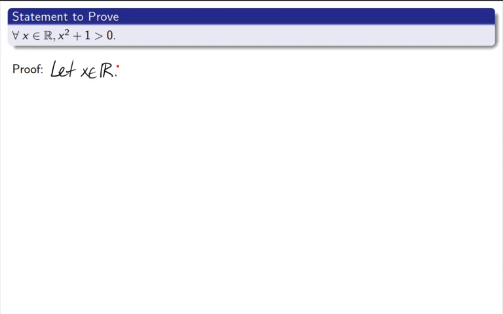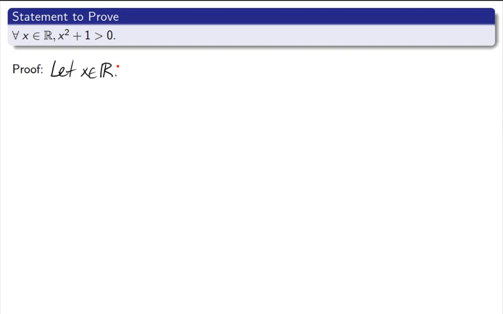Let x be an element of the real numbers. Now, you could write in here that x is arbitrary, but when you write a proof, again, it is generally understood by your reader that when you say x is a real number, we're talking about an arbitrary real number. Now that we have that, we want to try to prove that x squared plus 1 is greater than 0. Again, we cannot assume any special properties. All we know is that x is some random real number, and that's it.